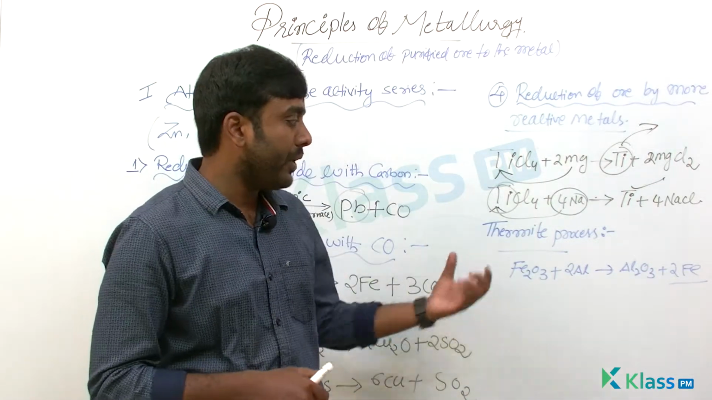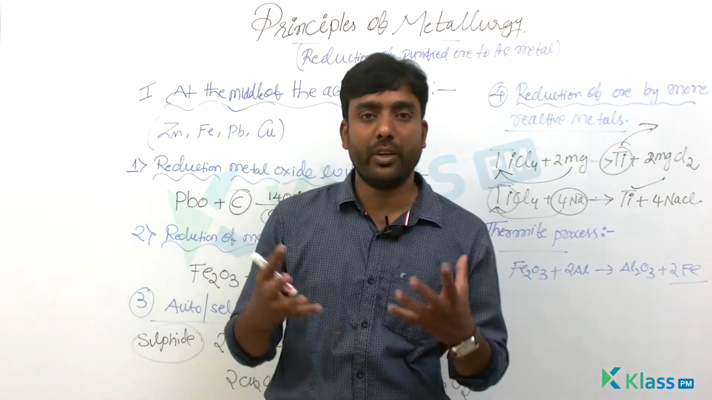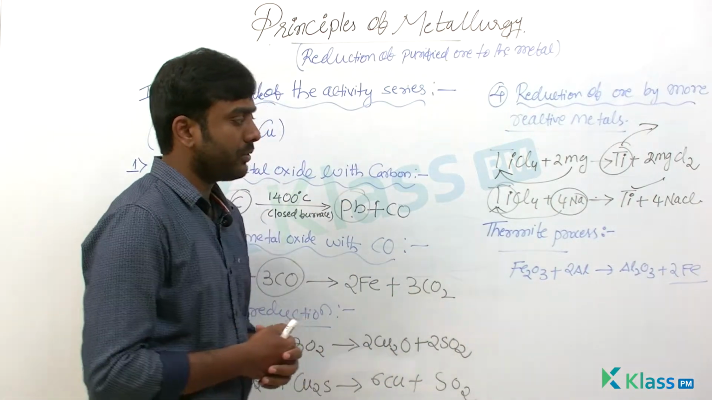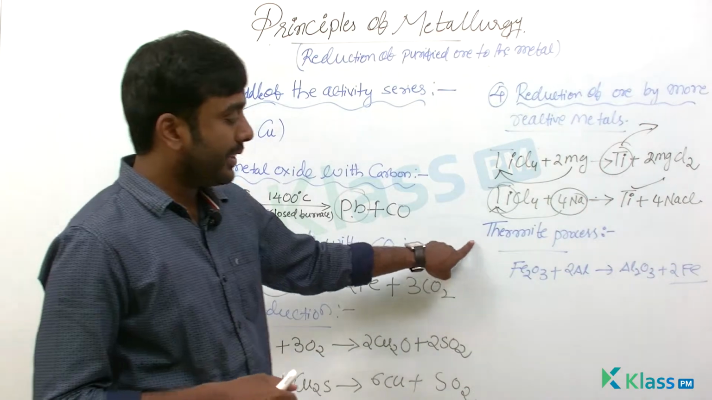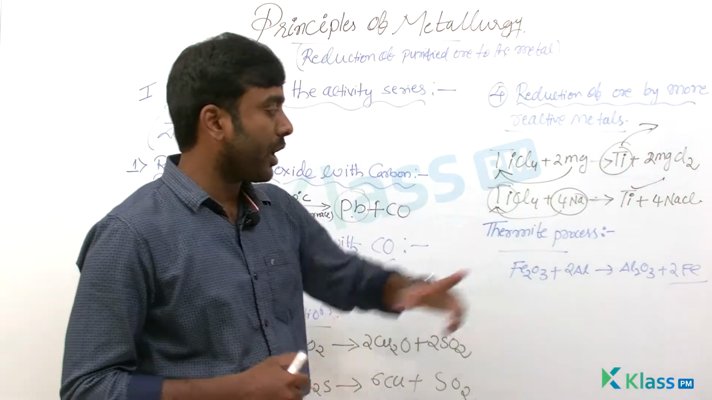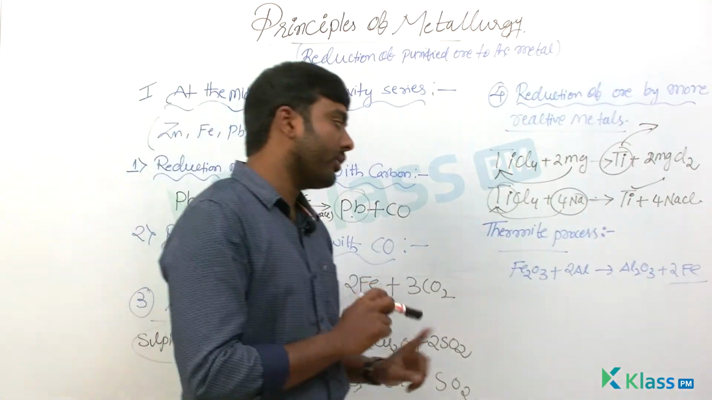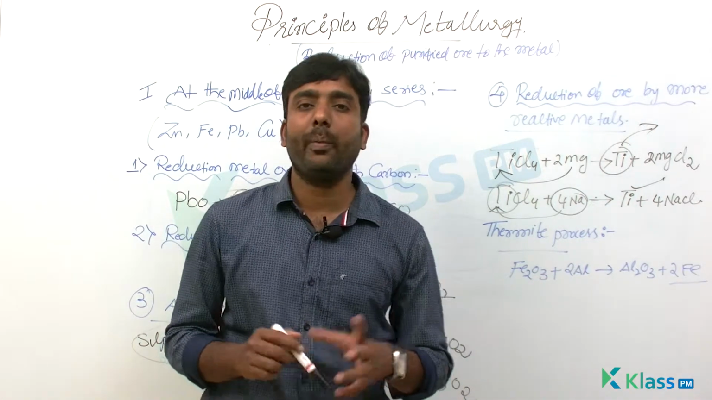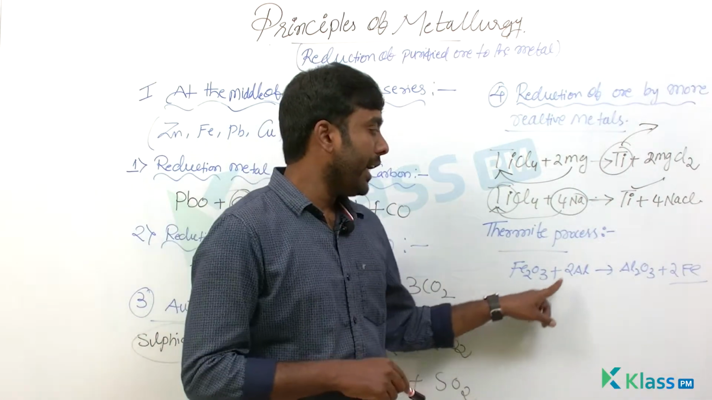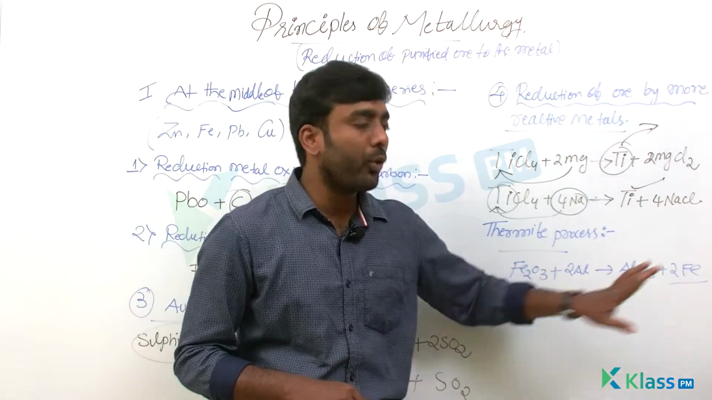One important process in the reduction of ore by a more reactive metal is the thermite process. This has very wide application in our day-to-day activities, especially for industrial purposes. What is this thermite process? When iron oxide is reacted with a highly reactive metal like aluminium, it forms aluminium oxide along with iron.